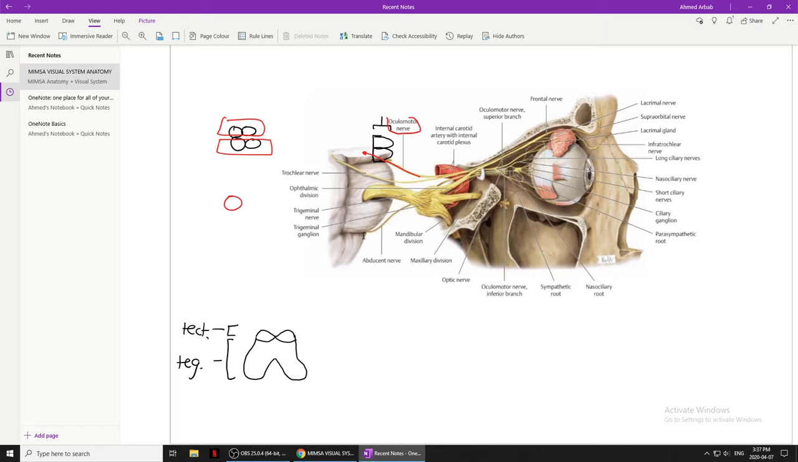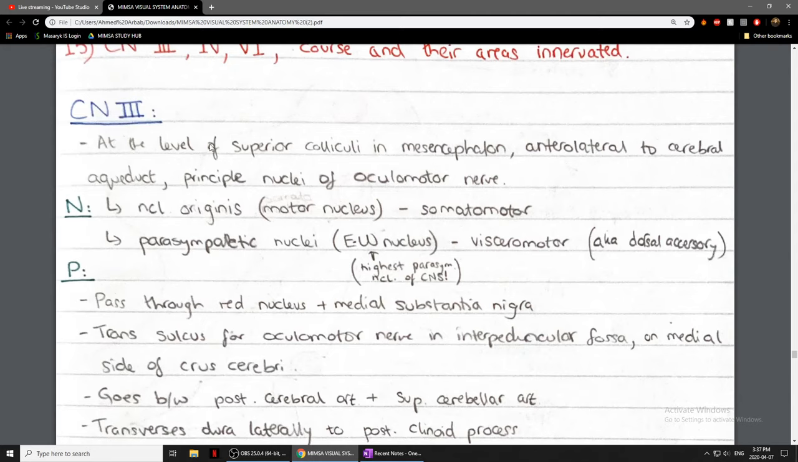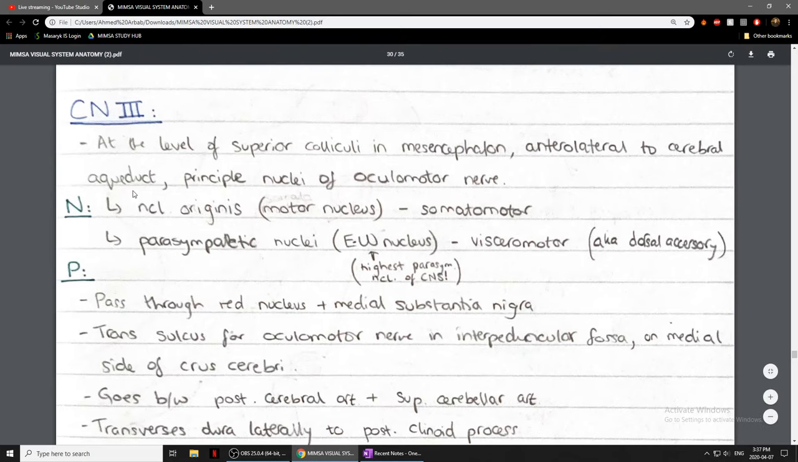So let me just get rid of all this stuff for now. The nuclei of the oculomotor nerve, there's two different ones. Both of them form one line, one fiber, and this group of fibers comes out as the oculomotor nerve, and then it moves outwards to go and innervate what it needs to. Let's move on. At the level of the superior colliculi, those buttons in the midbrain, right in front of the cerebral aqueduct, are the principal nuclei of the oculomotor nerve. So there are two principal nuclei.